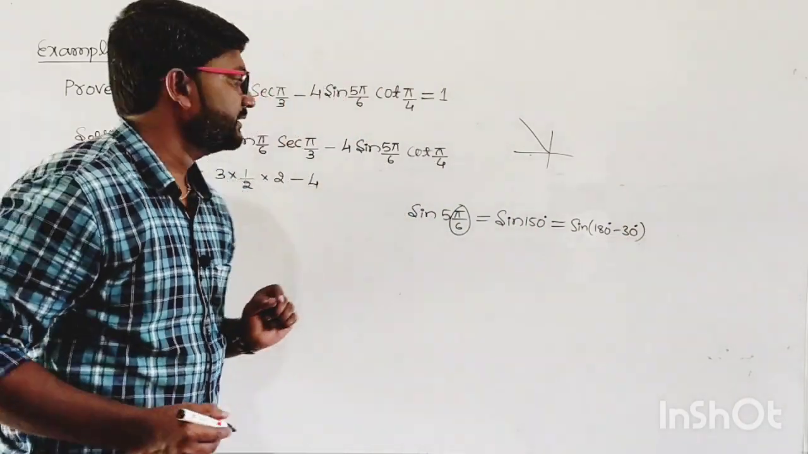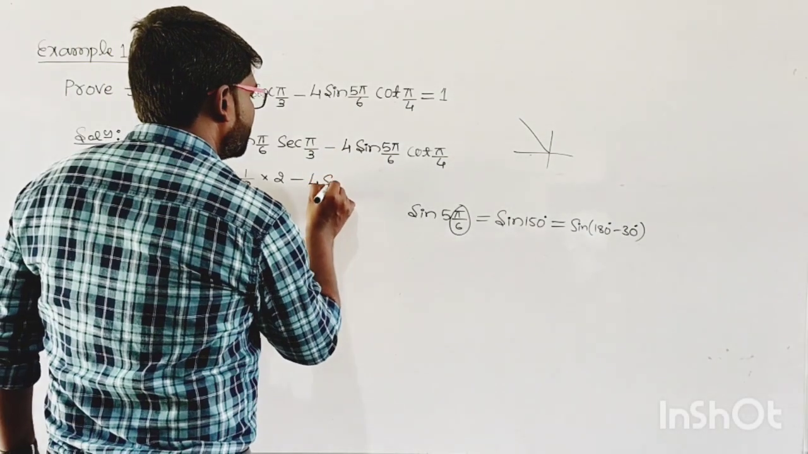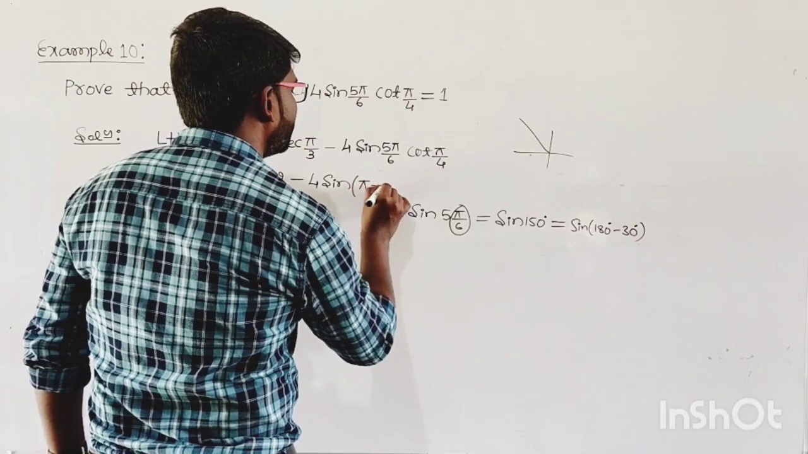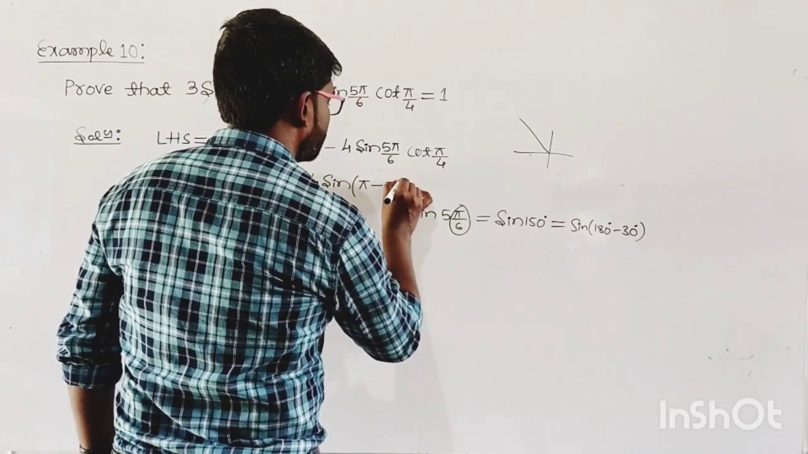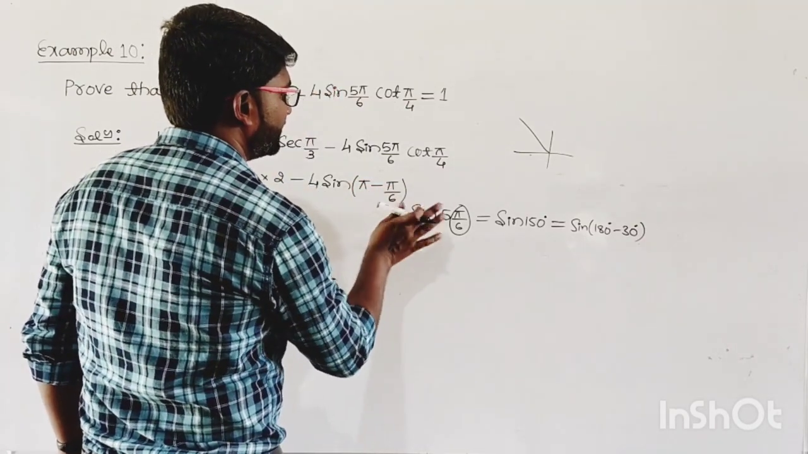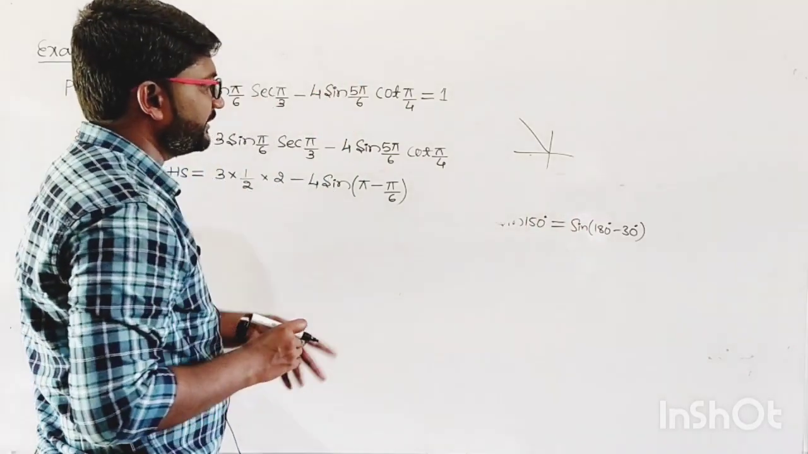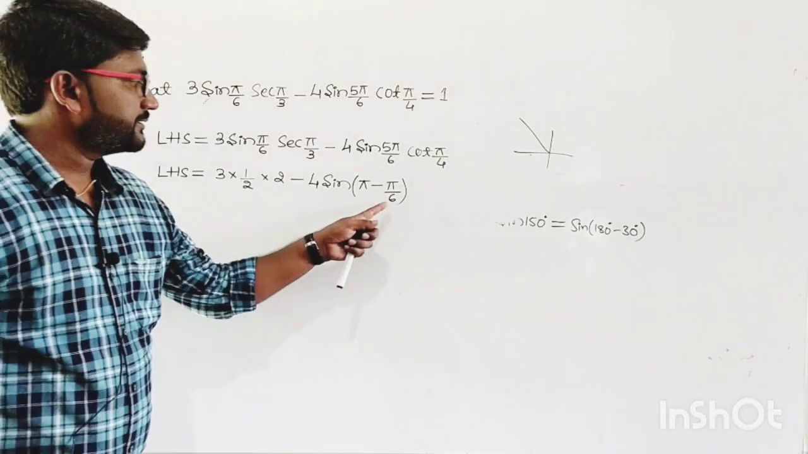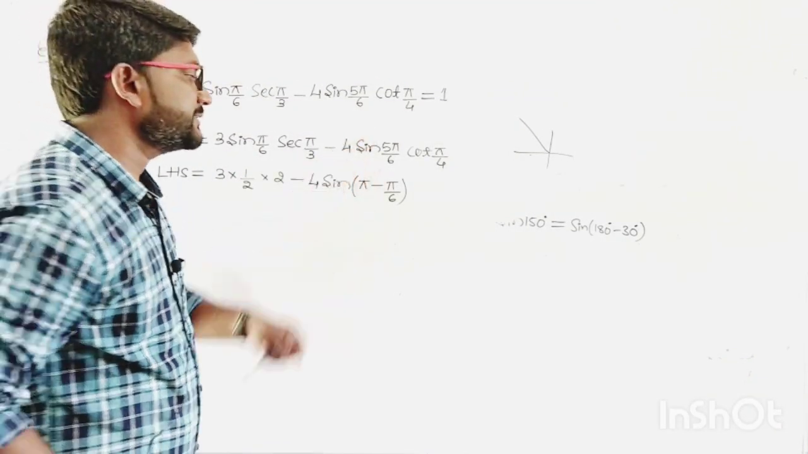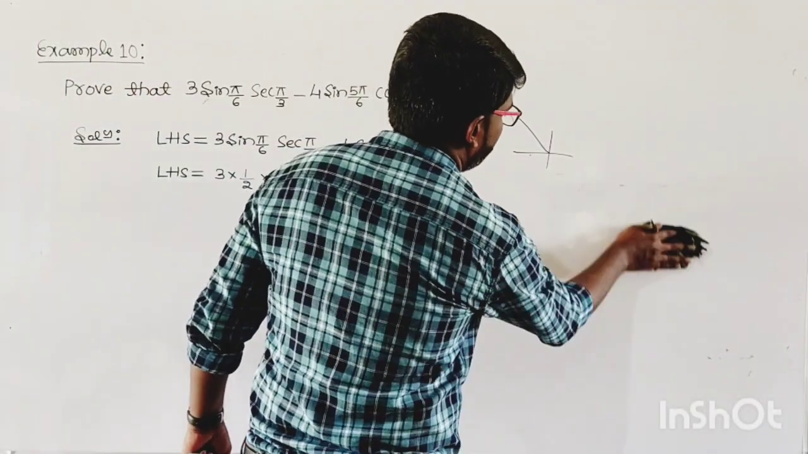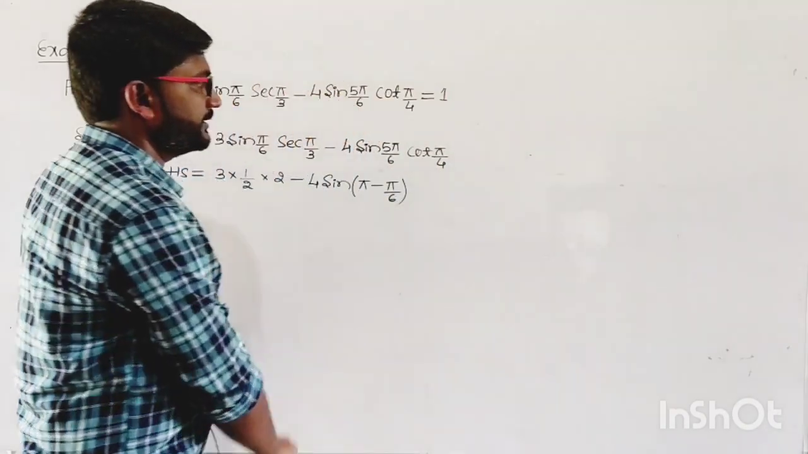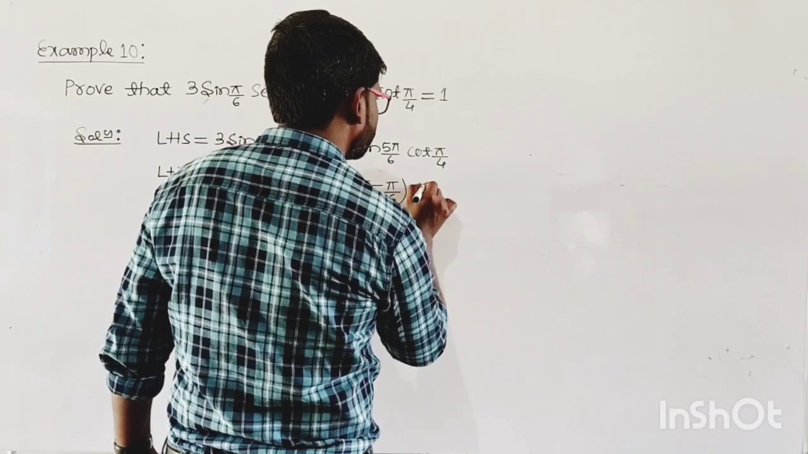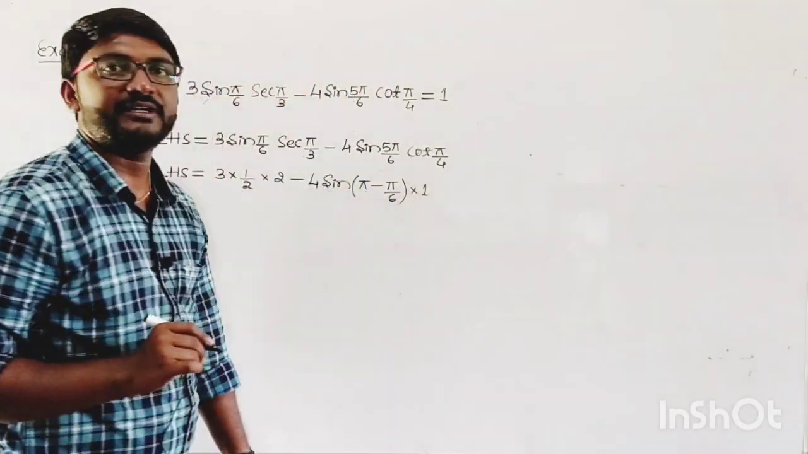So that is why sin 5 pi by 6 can be written as pi minus pi by 6, that is 180 minus 30. See here, you take the LCM and you get back the previous term: 6 pi minus pi is 5 pi. And then cot pi by 4 value is 1.